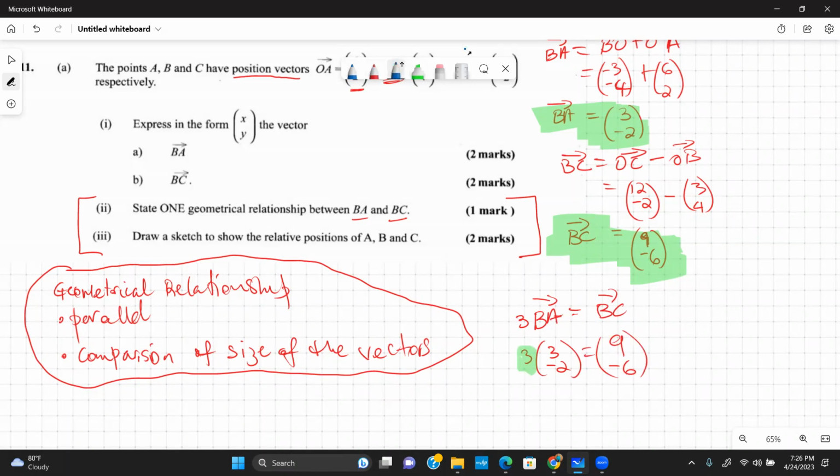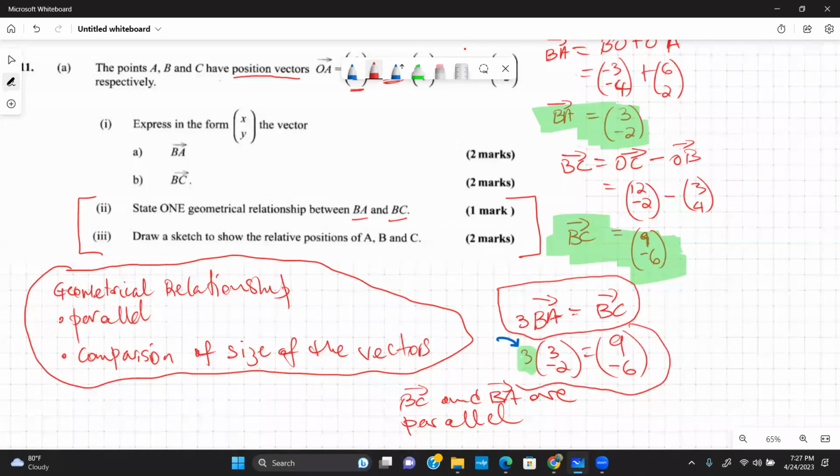The fact that this was able to move BA and turn it into BC, that is telling you that they are parallel. So the geometric relationship is that BC and BA are parallel. And I'm telling you, you can't just write that they are parallel without showing them how you know. So all you have to do is to show them this piece, or you could show them this. You don't have to show them the two pieces, one of them will work.